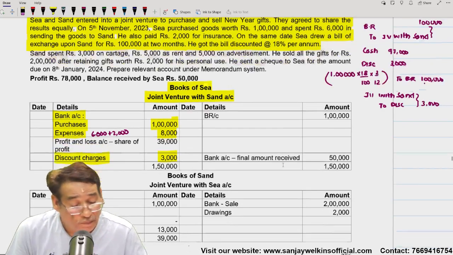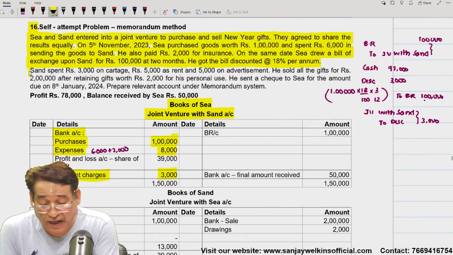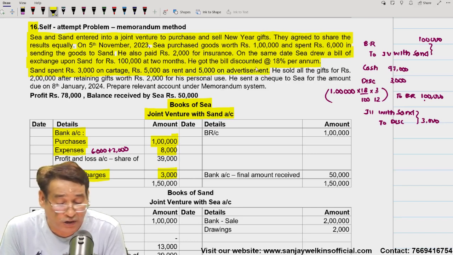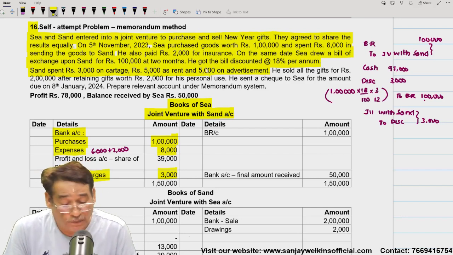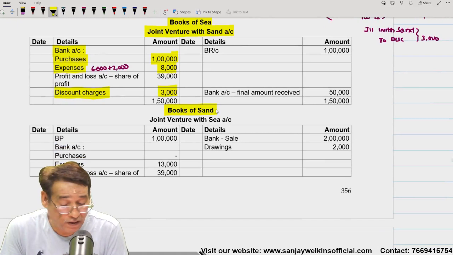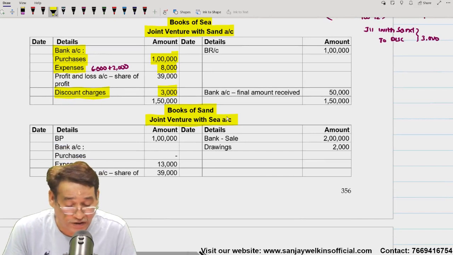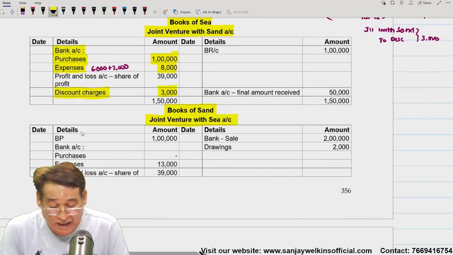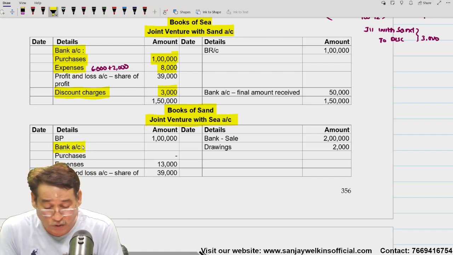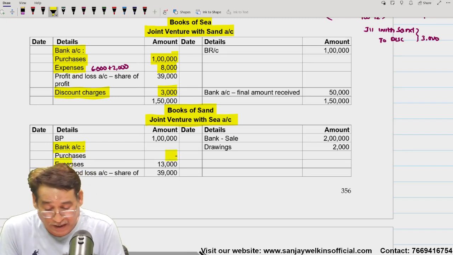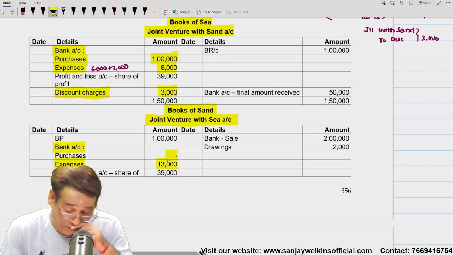Clear? Now the question says that SAND spent 3000 on cartage, 5000 as rent and 5000 on advertisement. 3 plus 5, 8, 8 plus 5, 13,000. Now we come over to the books of SAND. Now SAND will prepare the joint venture with C account. Is it clear to you? Because these expenses have been incurred by SAND. So SAND will write to bank. There are no purchases of SAND, but SAND has incurred expenses of 13,000. So I will write 13,000.